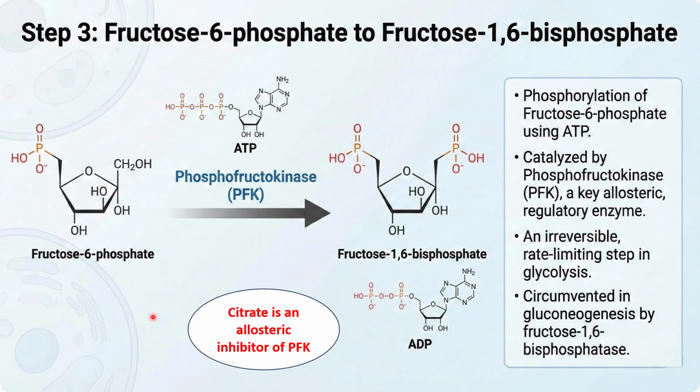And one more thing you have to remember is that fructose 6-phosphate has many fates. But if it is converted to fructose 1,6-bisphosphate, it is bound to undergo glycolysis. Hence, this third step is also called the committed step of glycolysis.